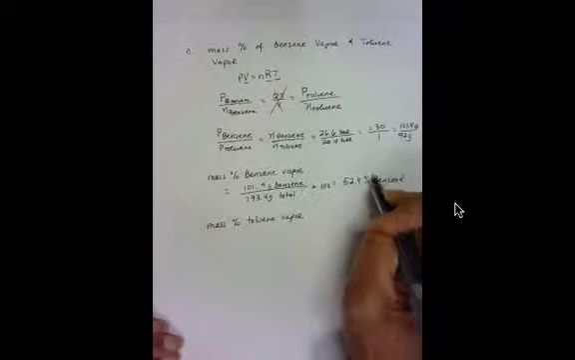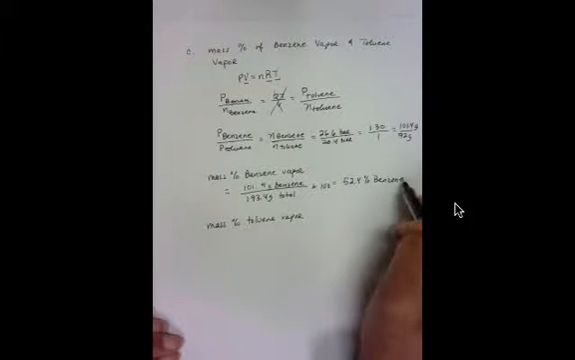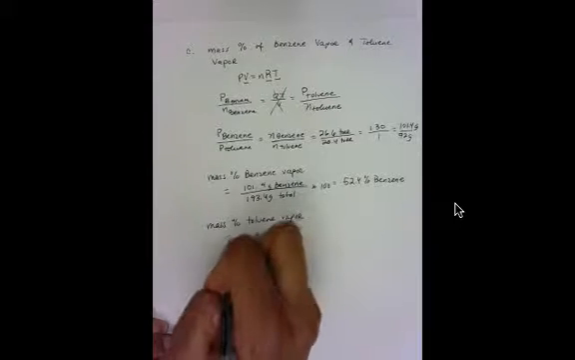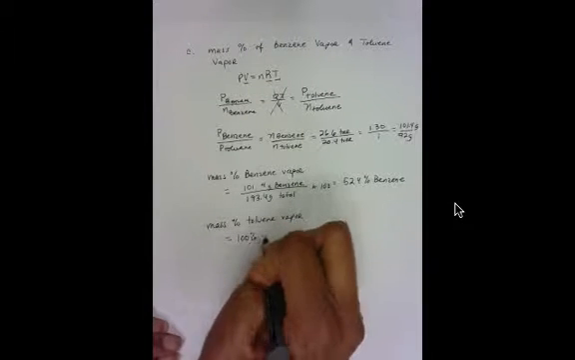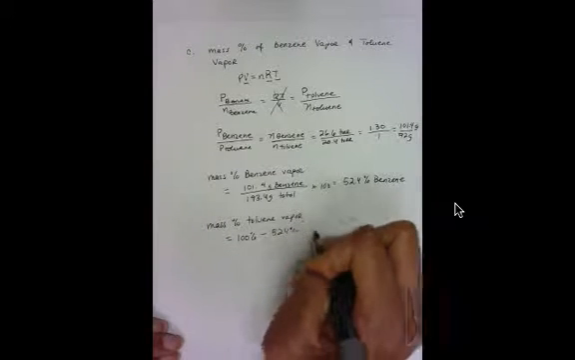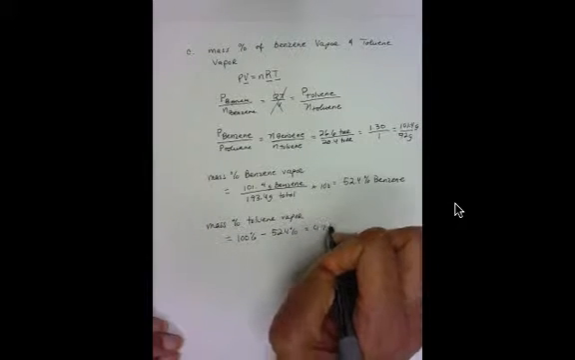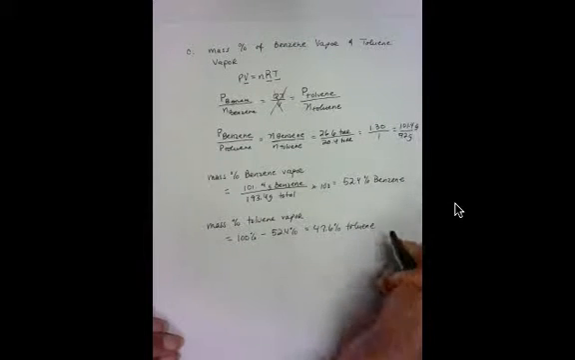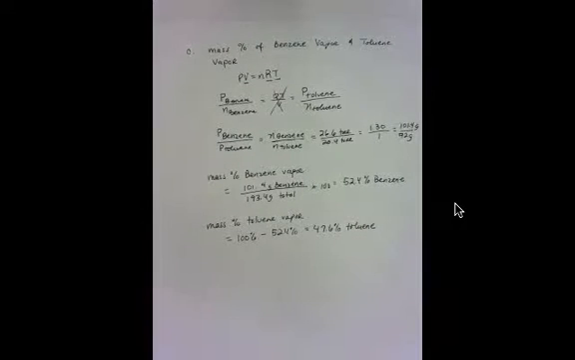If 52.4% of the vapor is benzene, then the rest must be toluene. Again, the composition of the vapor is not equal to the composition of the solution because benzene is much more volatile than toluene.